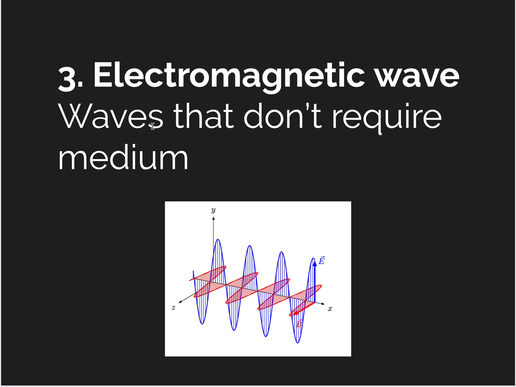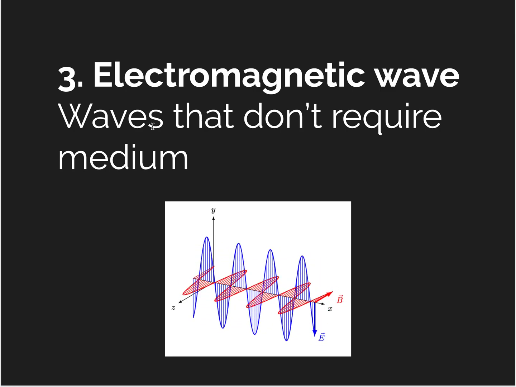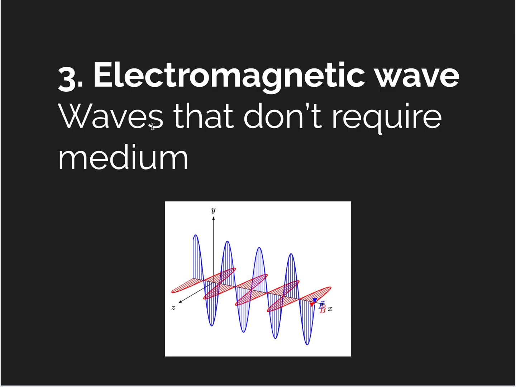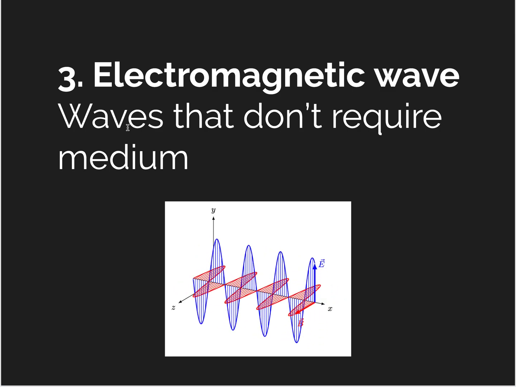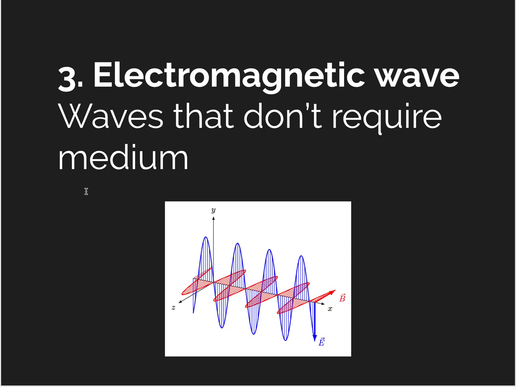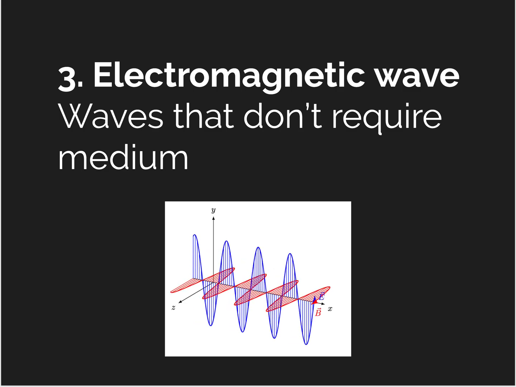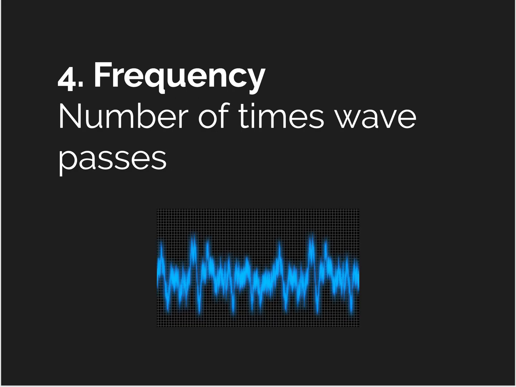Whereas sound waves require a medium. And sound can't travel through space because there's no matter in space. There's no medium for it to travel through. Another word we're going to look at is frequency. Frequency is the number of times a wave passes. So if you look at a chart of a sound wave, it's the number of times that that wave passes a certain point.